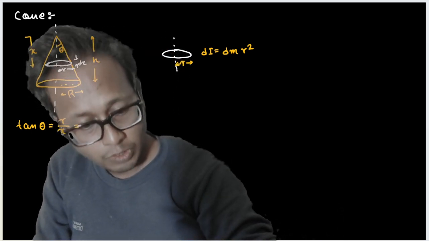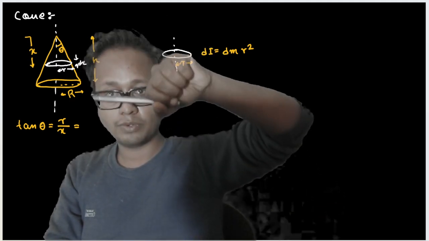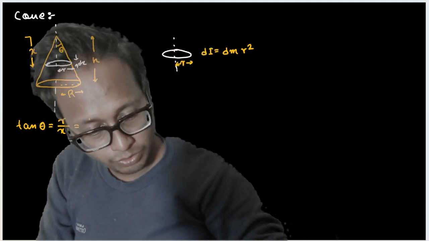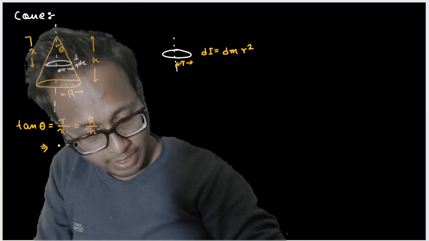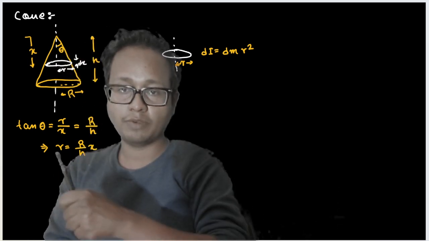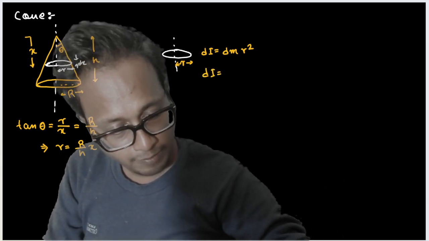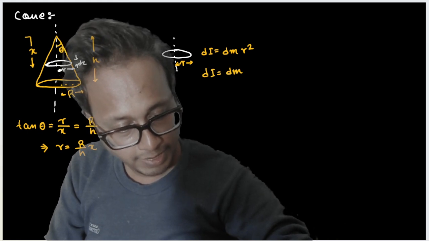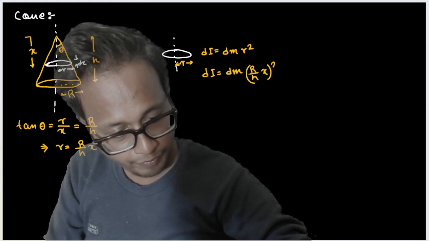R by x is also equal to the radius of the base of the cone divided by the height of the cone, isn't it? That is equal to R by h. So from this relation we get r equals R by h into x. Now if I substitute this value of r, what do I get? The moment of inertia of the elemental disk is nothing but dm into (R by h into x) squared.